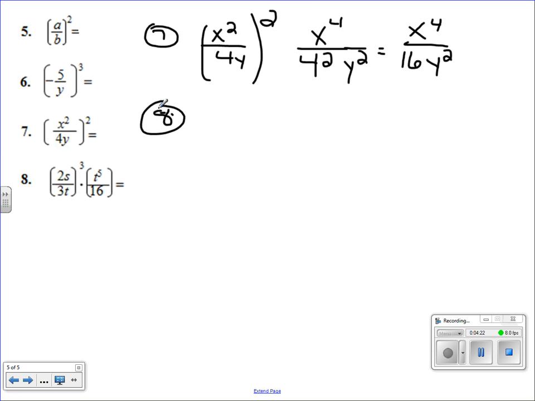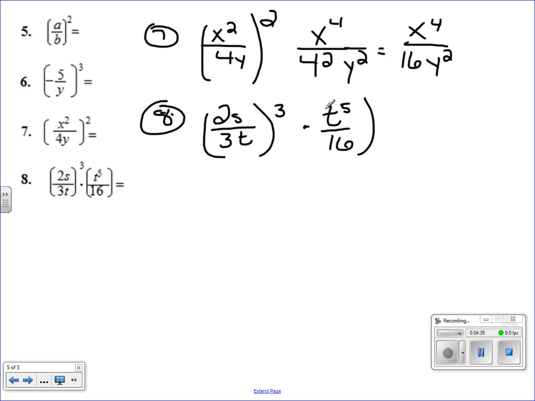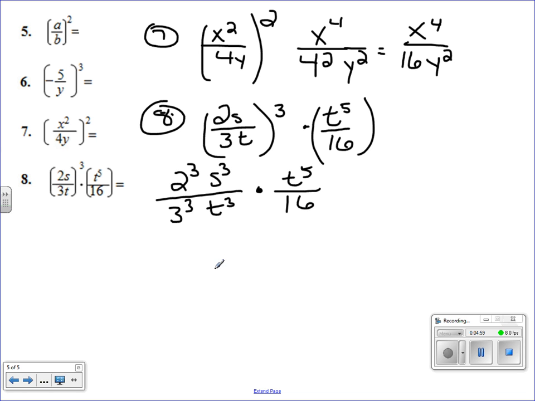Number 8, take a look here. We have 2s divided by 3t, all of this raised to the 3rd power, times t to the 5th divided by 16. Let's start by taking this power and applying it to everything inside the parentheses. So we're going to have 2 to the 3rd, s to the 3rd, divided by 3 to the 3rd, t to the 3rd. And we still have to multiply all of this times t to the 5th over 16. Remember, with fractions, we're going to multiply straight across.